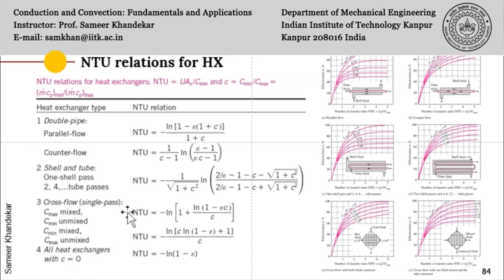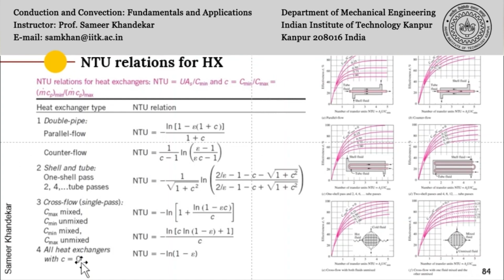Similarly, you can have cross flow heat exchangers with single pass, mixed or unmixed, and all heat exchangers where C is equal to 0. Please recall, you will remember that for boilers and condensers, you will have the small c as 0 because your C max becomes infinite. Because your thermal capacity rate of a phase change process, there is heat transfer taking place in the form of latent heat, but there is no temperature drop.